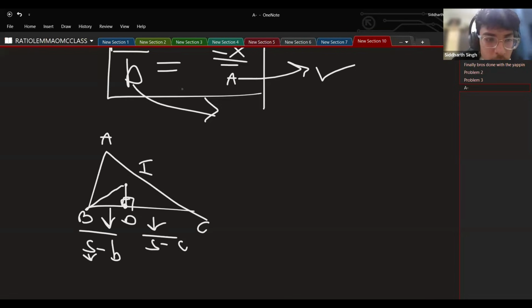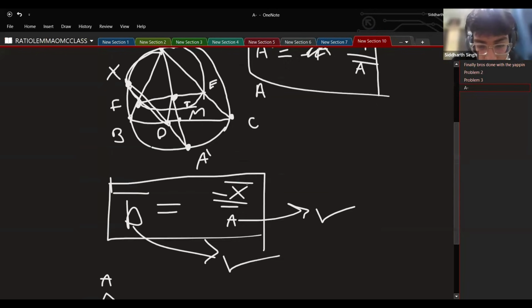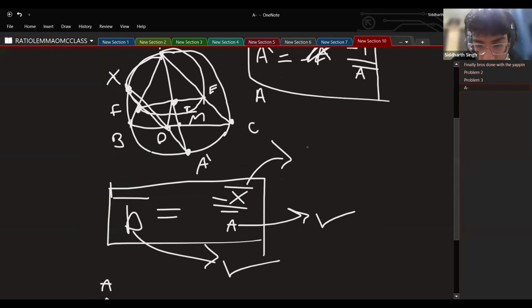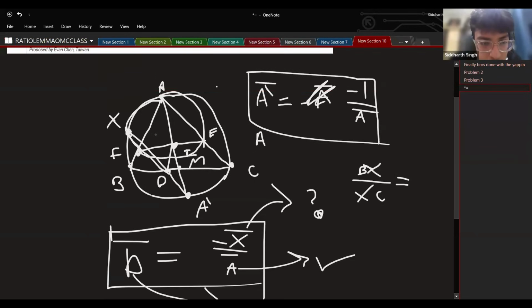Nice. So we also know D bar. What we do not know is X bar. What is X bar? X bar is just BX by XC. But what is BX by XC? Anyone? Just use the spiral similarity thing I told you. Consider the complete quadrilateral BFEC, and then find out what BX by XC is.